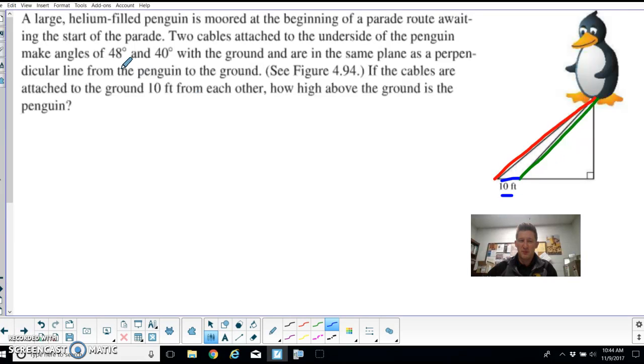So they're in the same plane as a perpendicular line from the penguin to the ground. That just means that we're going to be okay to use this as a couple of triangles that share a side. Okay. So the question is asked, how high above the ground is the penguin?